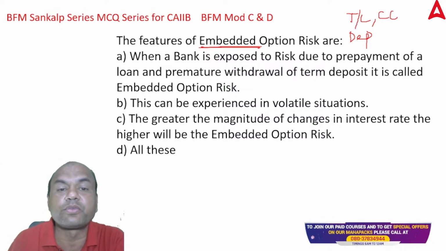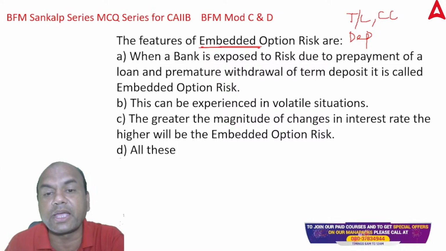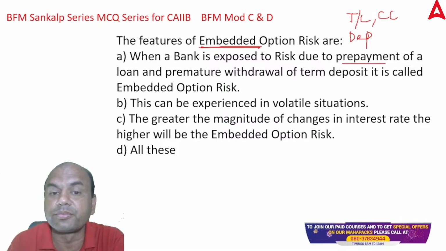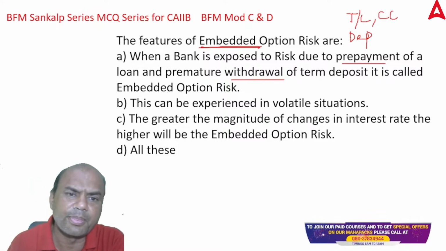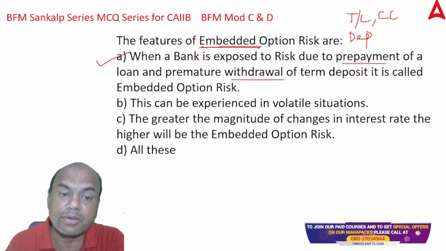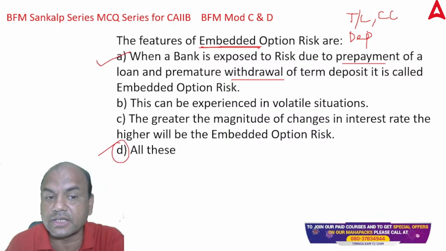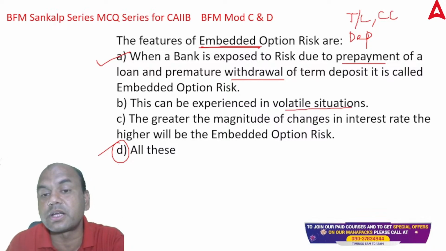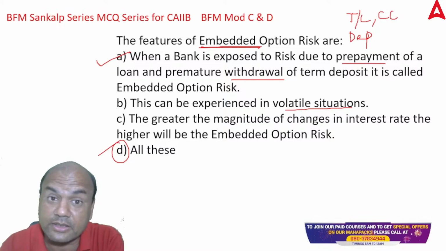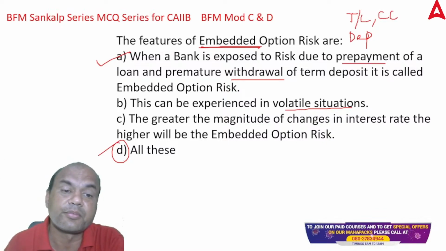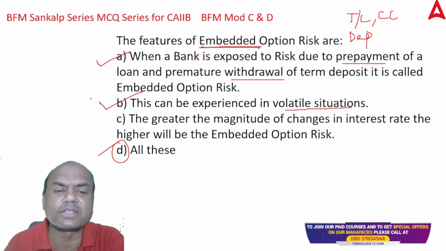So which are the features of embedded option risk? When the bank is exposed to the risk due to prepayment of loan or premature withdrawal of term deposit, it is called embedded option risk. Just now I told you, same, right? So A is the answer, but there is an option of all of these also. Check this now. This can be experienced in volatile situations. Volatile means too much changing rate of interest. This generally happens in volatile. Okay, so B is also the answer. So obviously now D will be the answer.